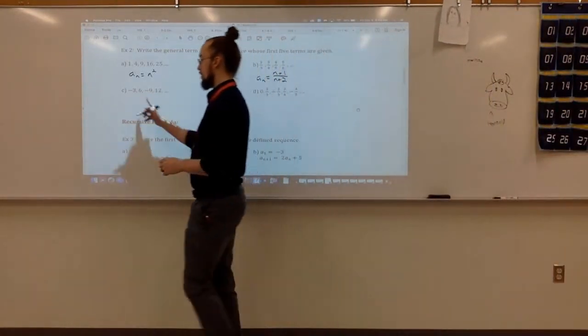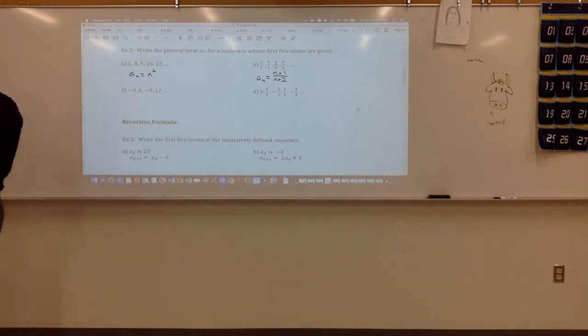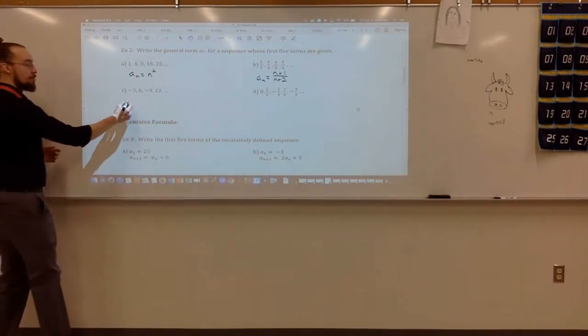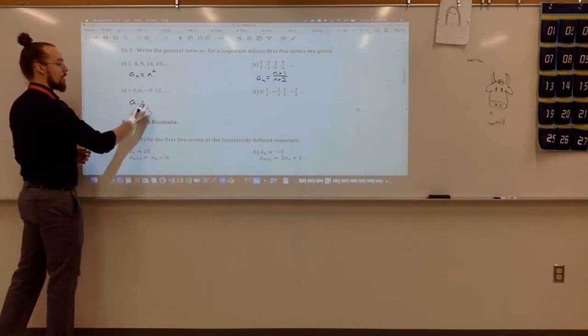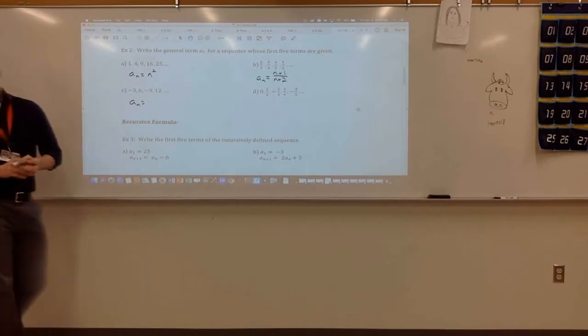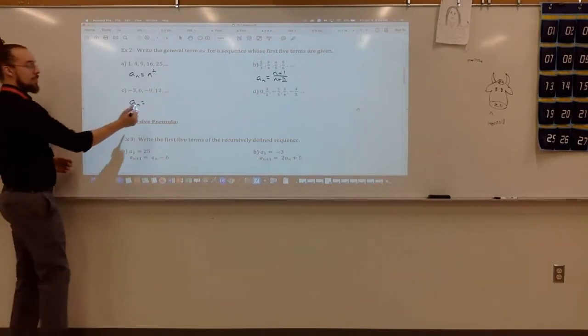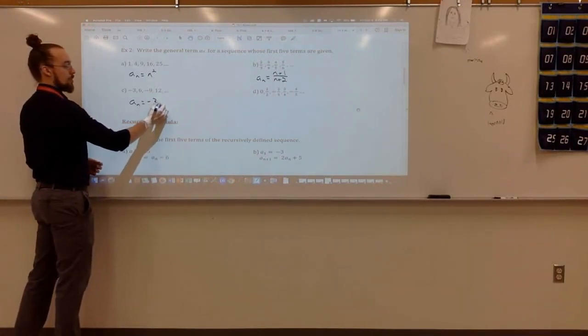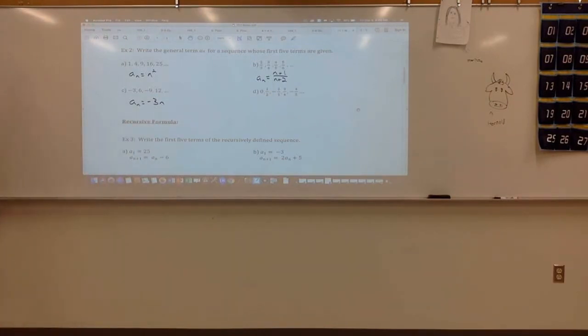How about in C here? In C, we start looking at alternating signs. We did an example up top where we had alternating signs. So if I want to go -3, +6, -9, +12, how could I do that? Negative 3n. Like that?